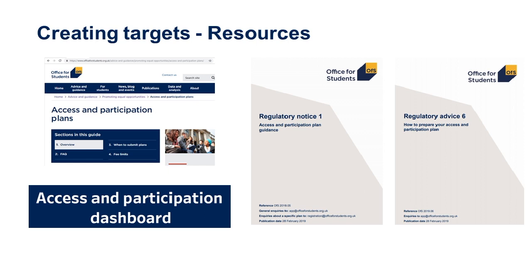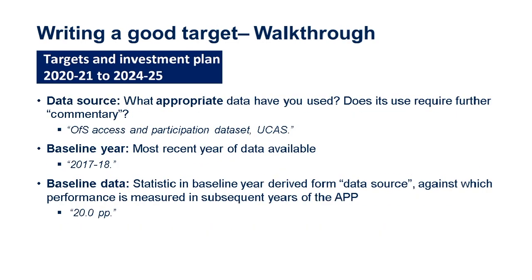So a quick overview of the resources that are extremely useful that will help you to create your targets. There's plenty of information on the Access and Participation Plan website, the OFS website. And I mentioned as well that the data can be explored through the Access and Participation dashboard. And also a thorough read of Regulatory Notice 1 and Advice 6 released by the OFS earlier this year will give you lots and lots of information there to help you create good targets. So how do we actually write a good target?